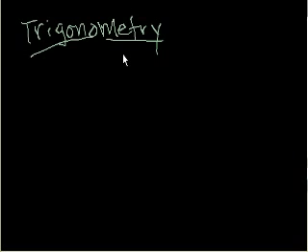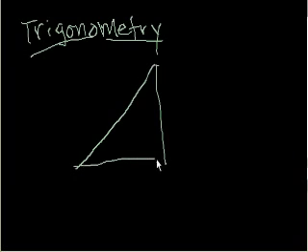And actually, you've probably seen a lot of these things that we're going to go over now, and you'll finally know what those buttons on the calculator actually do. So let's start with a right triangle. So it's a triangle, and it's a right triangle.